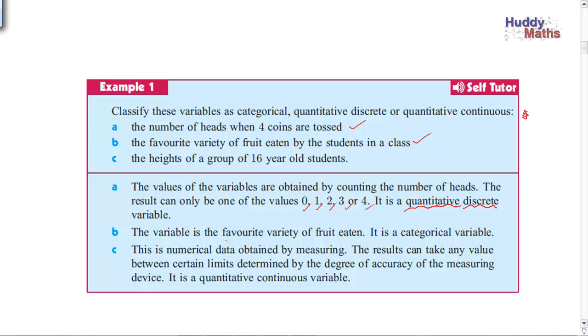Okay, what is it? Variety of fruit is a category or a group. So it's a categorical variable. There's no numbers involved there. It's not numerical or quantitative.